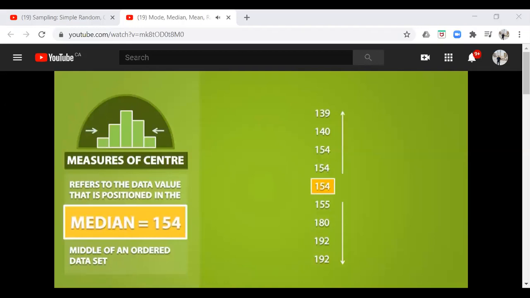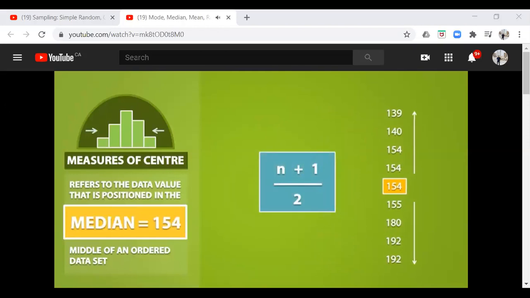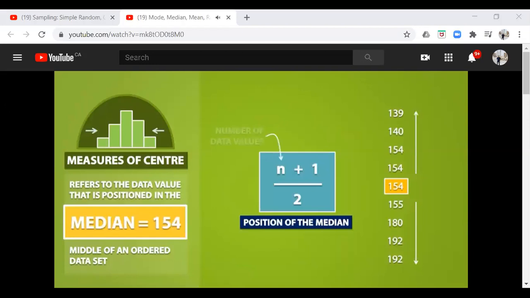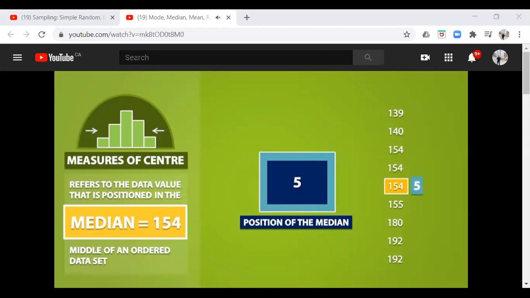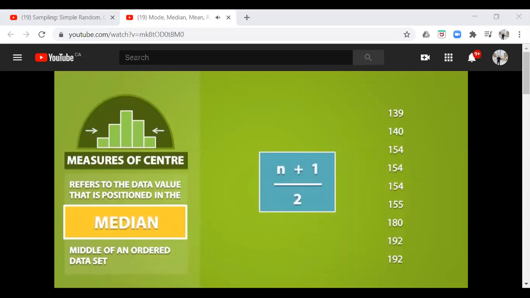When a dataset is extremely large, it might be helpful to use the formula (n + 1) / 2. This formula tells us the position of the median. n refers to the total number of data values in our sample. We have a total of 9 values in our sample, so n is equal to 9, and 9 + 1 is equal to 10, and 10 divided by 2 gives us 5. As a result, the median is equal to the value in the 5th position, which is 154. Note that we could have counted from the bottom and we would still get the same answer as long as the dataset is ordered. We always use the formula (n + 1) / 2 to find the position of the median.